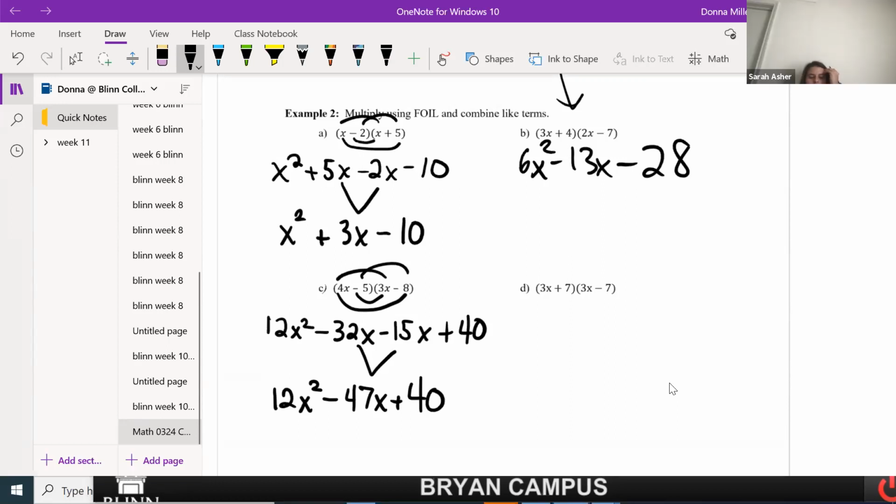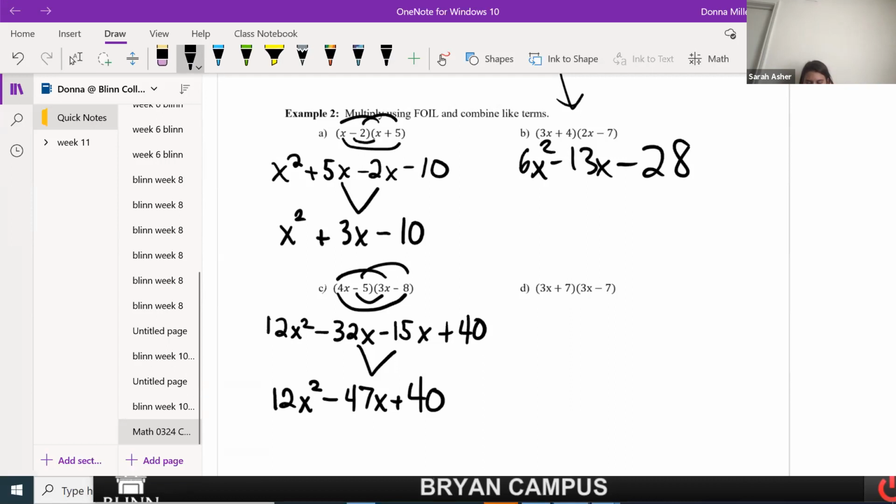Do we have to use FOIL, or can we do it how we were doing it earlier, like the box? Or not the box, but can you do negative 5 times 3x and then negative 5 times... Yeah, that'd be the same. Never mind. It's all the same, right? As long as you do it right. Yes, ma'am. Okay. All right, last one.